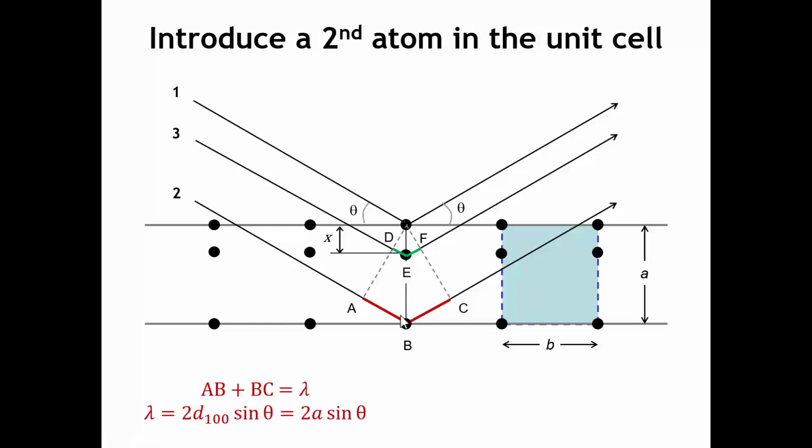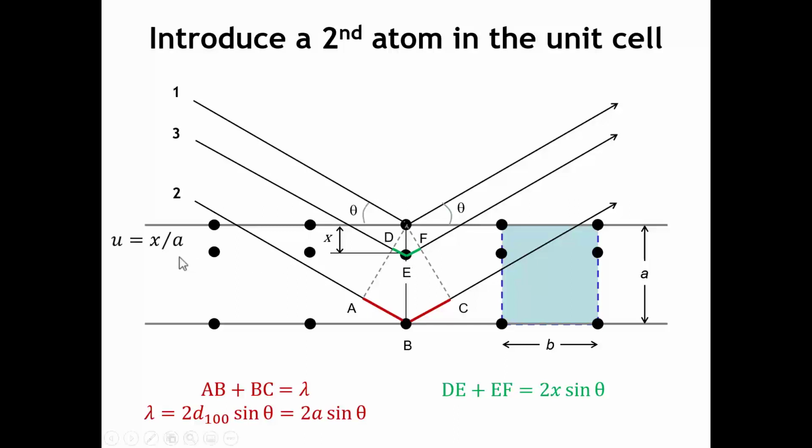How do we think about that? Well, let's start by measuring the path length difference for wave 3. That's going to be dE plus EF. And we calculate that exactly as we would in Bragg's law. The angle theta is the same, and the only thing that's changed is the hypotenuse of our right triangle, which is now x instead of a.